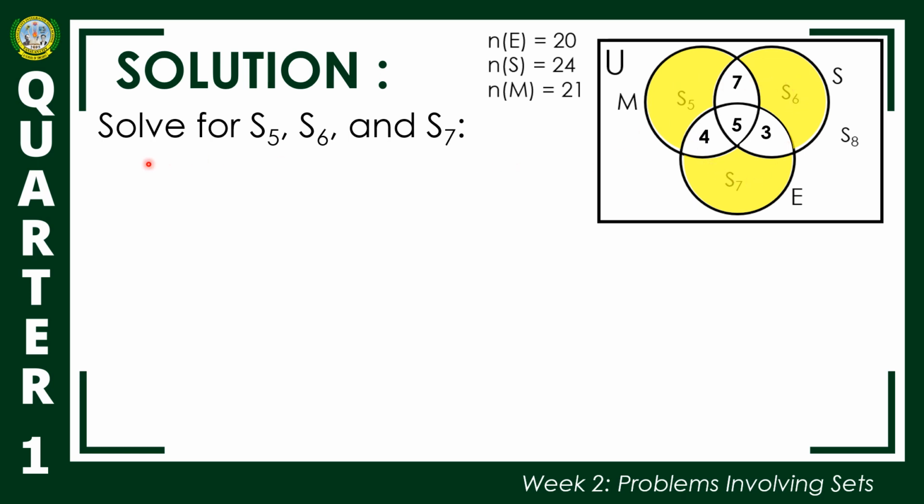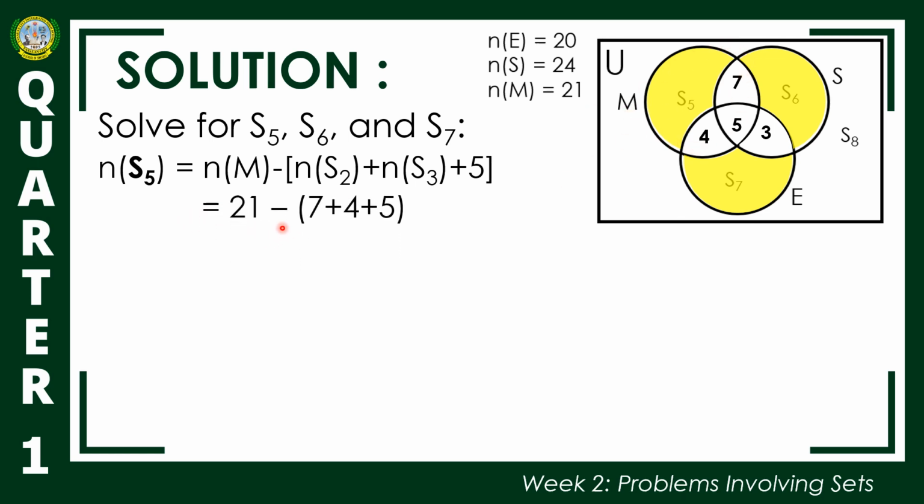So, halimbawa po, magsimula tayo sa S sub 5. Sabi ko nga kanina, para makuha natin ang S sub 5, isusubtract po natin yung sum nitong tatlo, ni S sub 2, S sub 3, and S sub 1, dun po sa total number of elements in M. And according po sa problem po, merong 21 elements sa loob ng M. So, ang mangyayari po is 21 minus the sum of 7, 4, and 5. The sum of 7, 4, and 5 is 16. So, 21 minus 16 is 5. There are 5 elements in S sub 5.